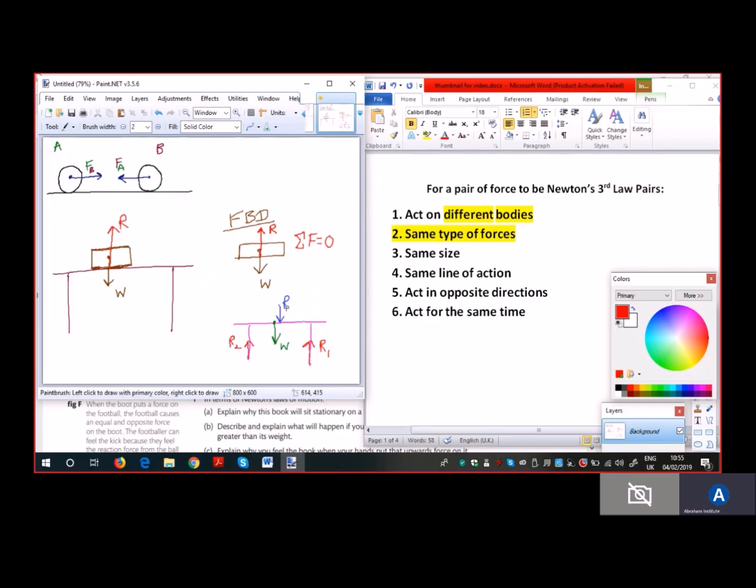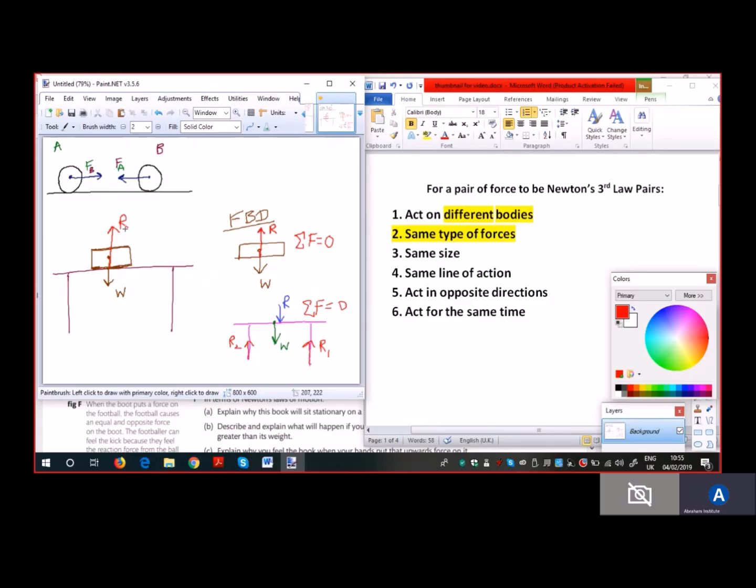So the table is in equilibrium also. The resultant force on the table is 0, because the table is also not moving. But this is not what we need to see. Anyway, let's look at this one first. Both are the same size, because that's why it's in equilibrium. Then same line of action: you can see both of them pass through the same line. They act in opposite directions. But they don't act for the same time.